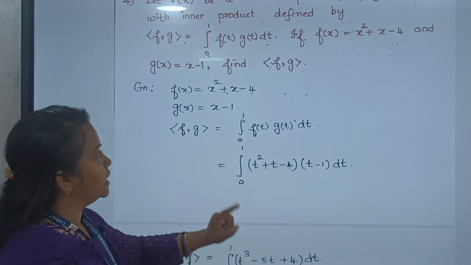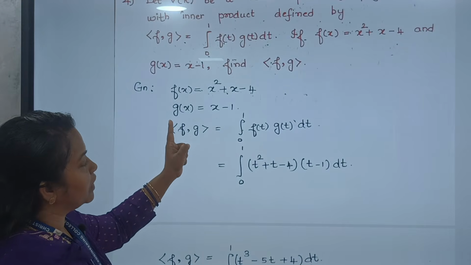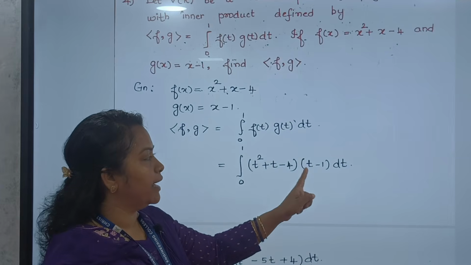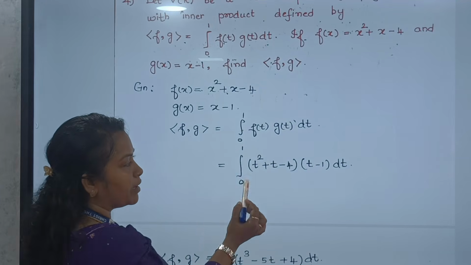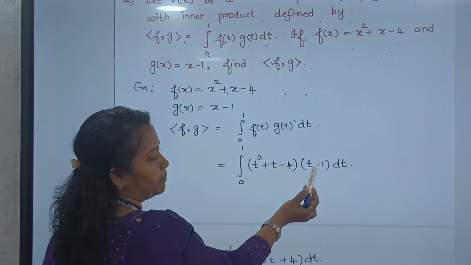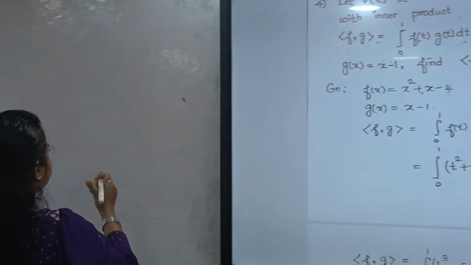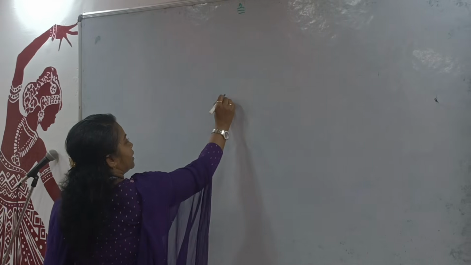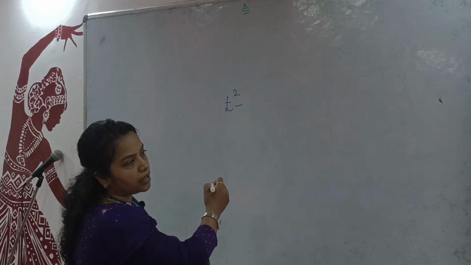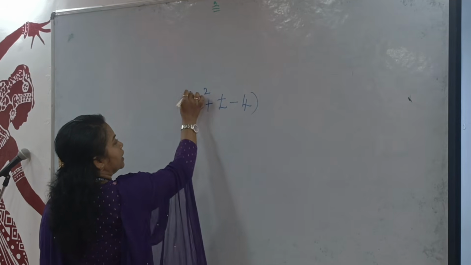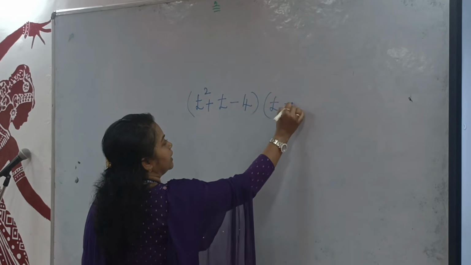அடுத்தது g of t. So g of x they have given. So அத வந்து g of tக்கு நான் மாத்தி எழுதணும். So t minus 1. So next step என்னன்னா இது ரெண்டத்தையும் நான் மல்டிப்ளை பண்ணணும். ஓகே, so ரெண்டத்தையும் மல்டிப்ளை பண்ணும்போது that is t square plus t minus 4 into t minus 1.